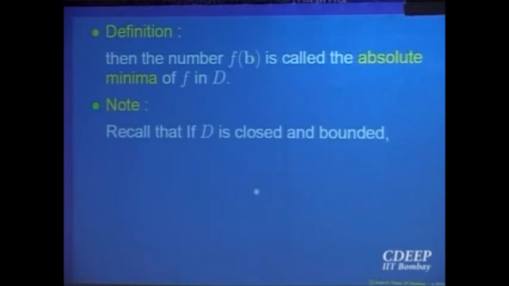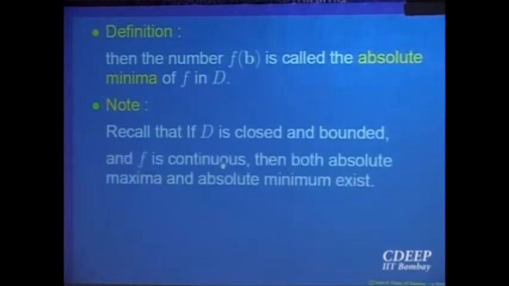So once again I am saying that one of the sufficient conditions to ensure that the function has absolute maxima and absolute minima is sufficient conditions. Keep in mind that the domain is closed and bounded and the function is continuous. But that does not mean if either the domain is not closed and bounded, the function cannot have absolute maximum or absolute minimum. For example, you look at the constant function.